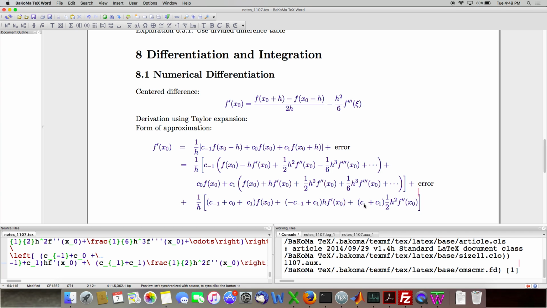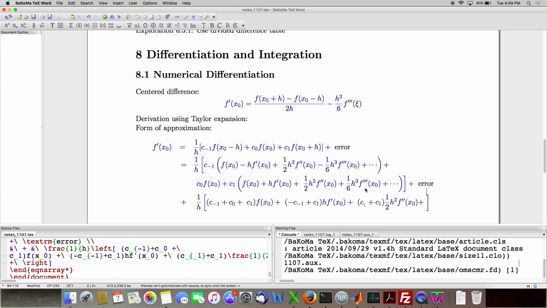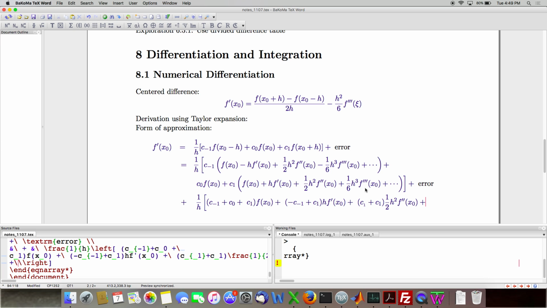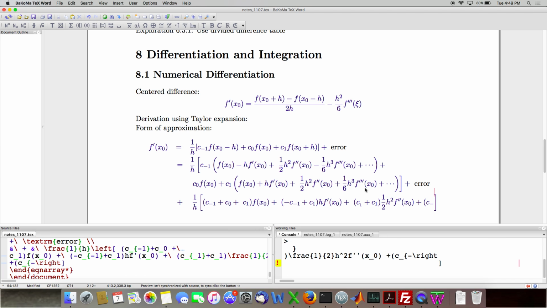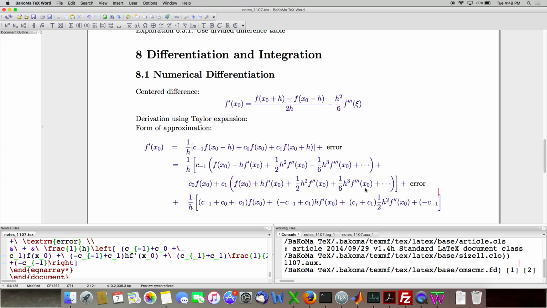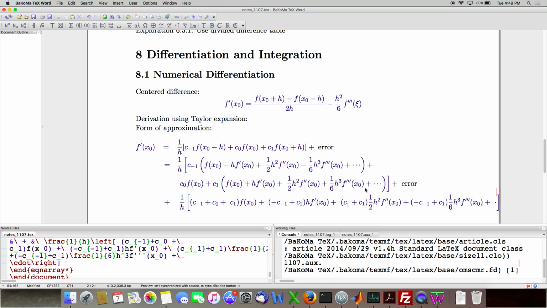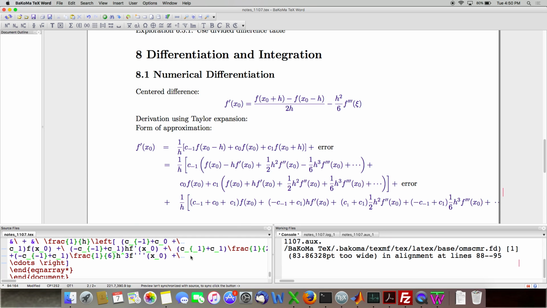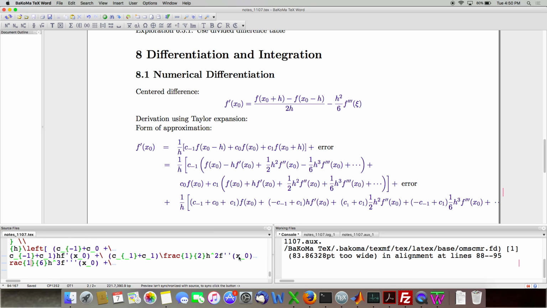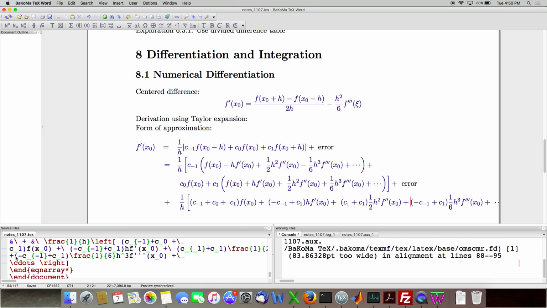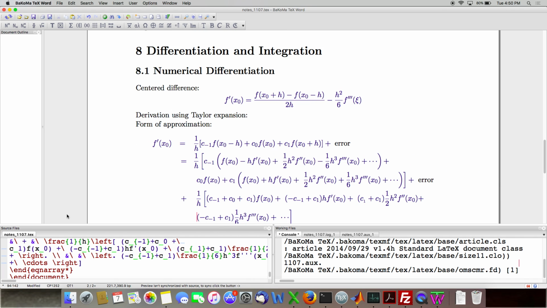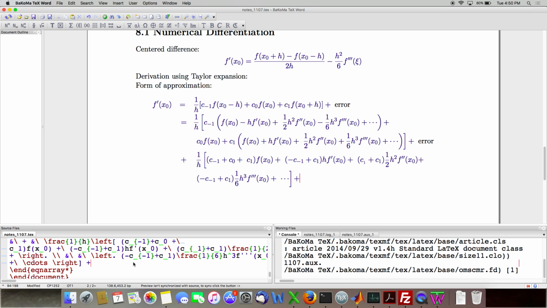And then I also have f triple prime terms. So that's going to be, actually, minus c minus 1 plus c1, 1/6 h cubed f triple prime plus dot dot dot. And let's not forget plus error, which we'll deal with at the end.